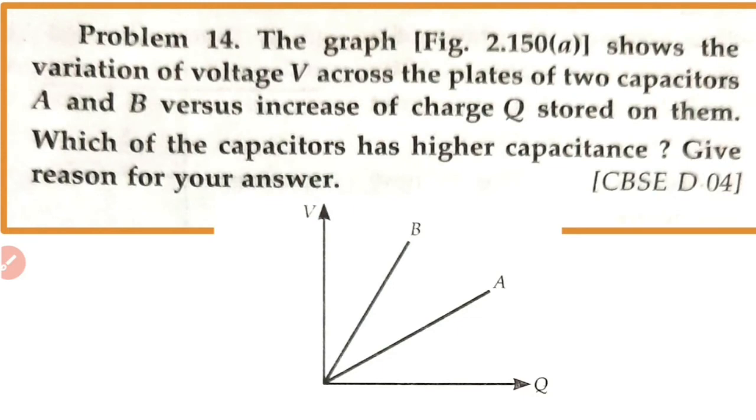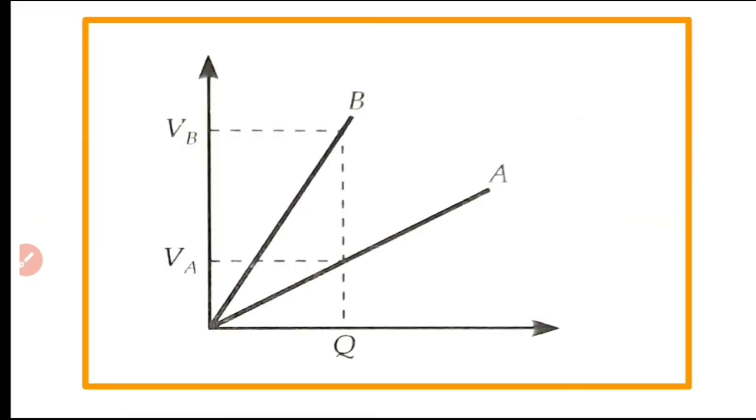The graph shows the variation of voltage V across the plates of two capacitors A and B versus increase of charge Q stored on them. Which of the capacitors has higher capacitance? Give reason for your answer. So, by the definition, capacitance C is equal to Q by V.